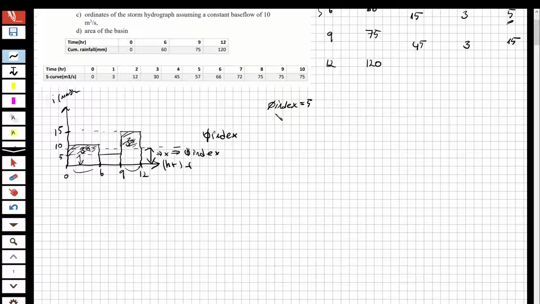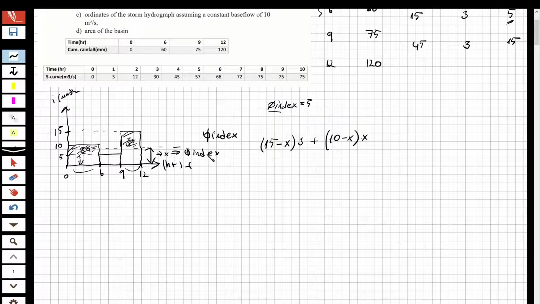But if we assume that it is greater than 5, how are we going to write an equation? I'm going to show you how to write an equation, because the way of the equation is better than everything. 15 minus x multiplied by 3, right? 15 minus x multiplied by 3, plus 10 multiplied by x multiplied by 6.